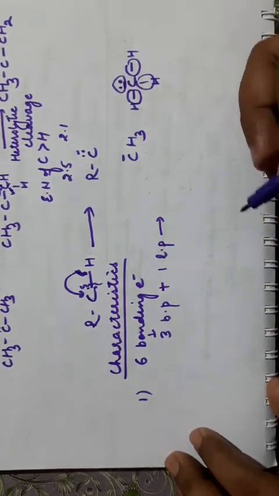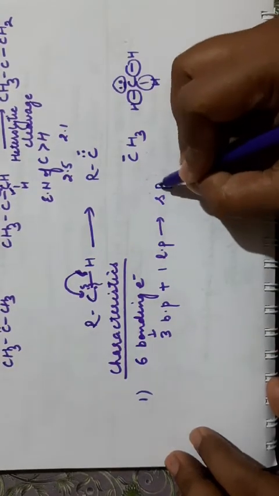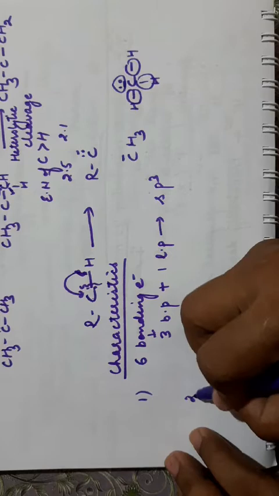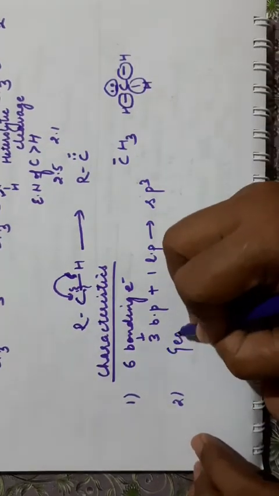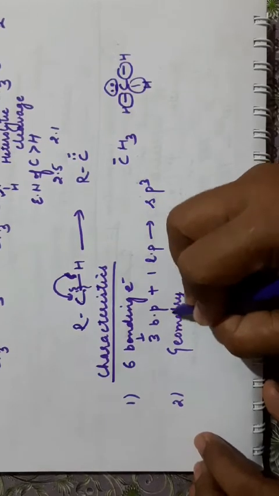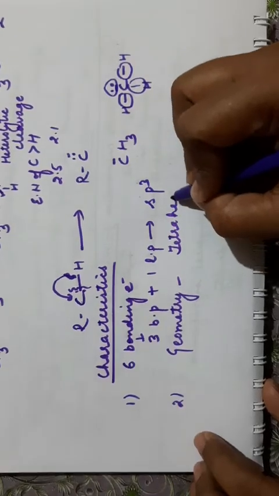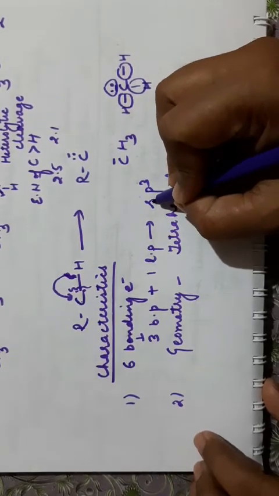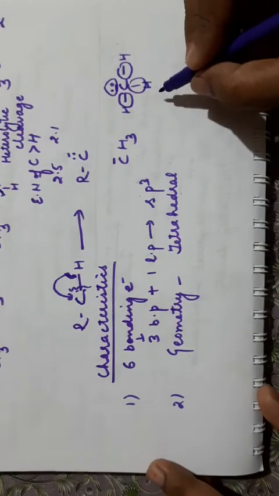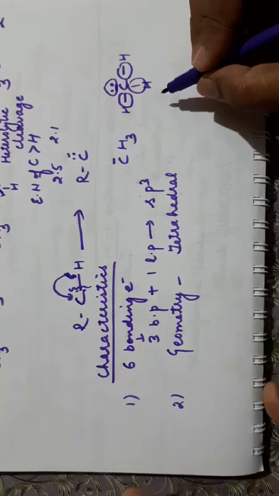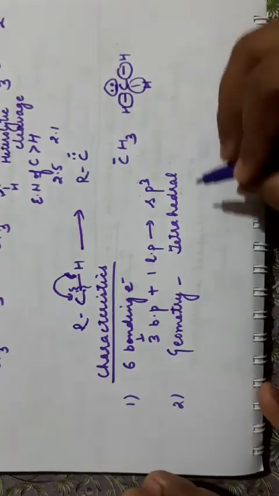So what will be the hybridization here? The total is 4. So it is sp3. Second, if the hybridization is sp3, what will be the geometry of the carbanion? The geometry will be tetrahedral. There are 4 hybrid orbitals, one s and three p. Three of them form covalent bonds with the alkyl group or the hydrogen atom and the 4th one contains a lone pair. So the geometry is tetrahedral.